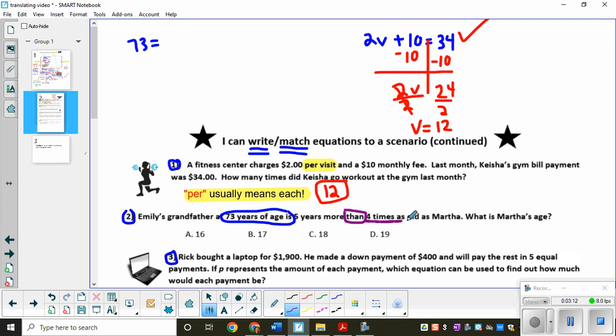So 4 times as old as Martha, we're going to have 4 times as old as Martha with a 4m. Now show me 5 more than that. So we have now translated that Emily's grandfather at 73 is 5 years more than 4 times Martha. So if we want to know Martha's age, we just simply need to solve for m. So let's get rid of those 5 years more. All right, and that right here puts us at 68.